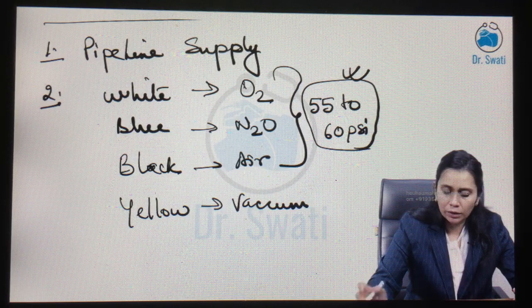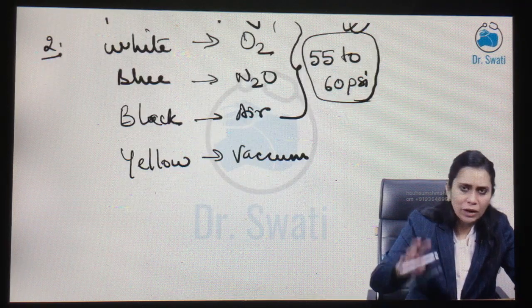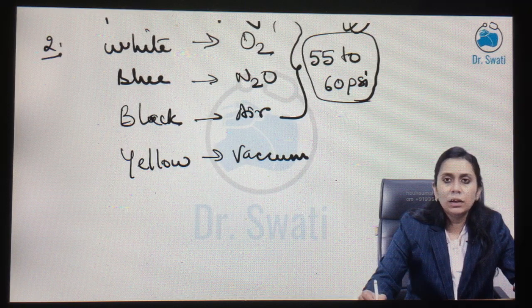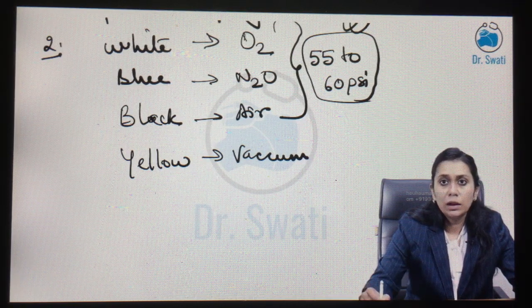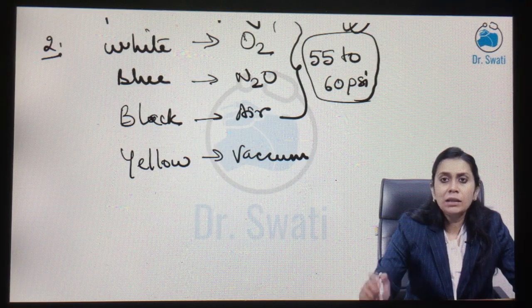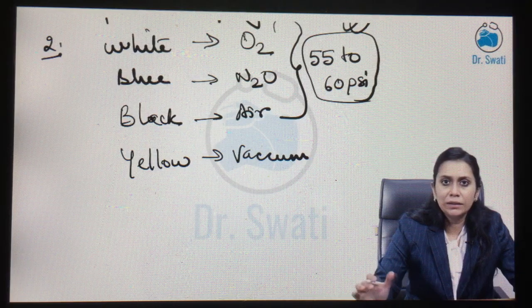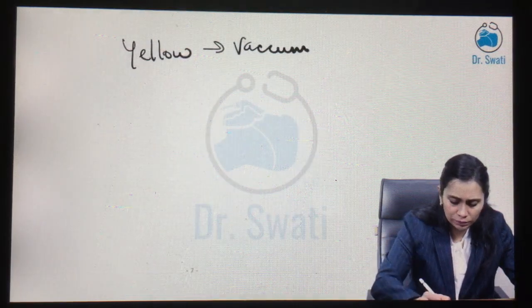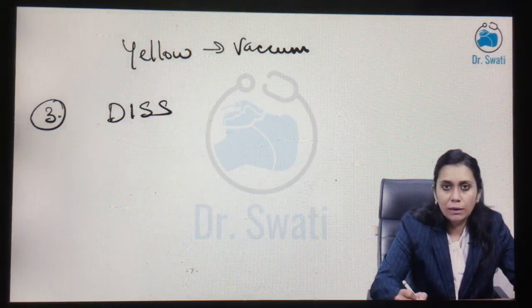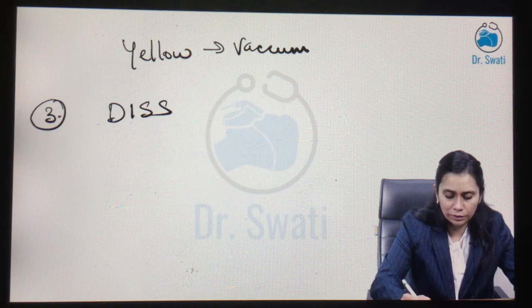Now guys, what is the pin index system? We have already discussed. It is a system which prevents incorrect attachment of cylinder to the machine. A similar problem can also happen with the pipeline if I attach an incorrect pipeline at the wrong site. In order to prevent that mishap, another safety system has been added to the machine, that's called DISS, diameter index safety system. So third is DISS. What is this DISS? Diameter index safety system.